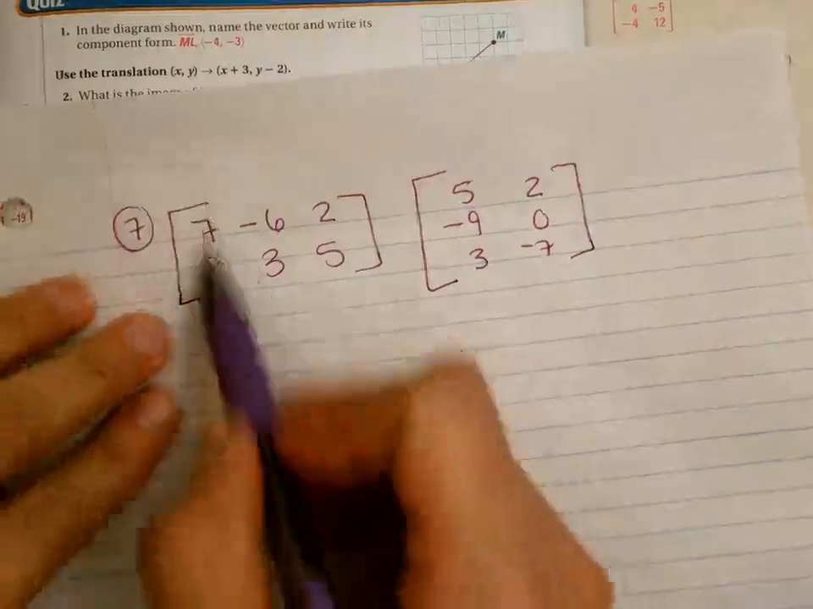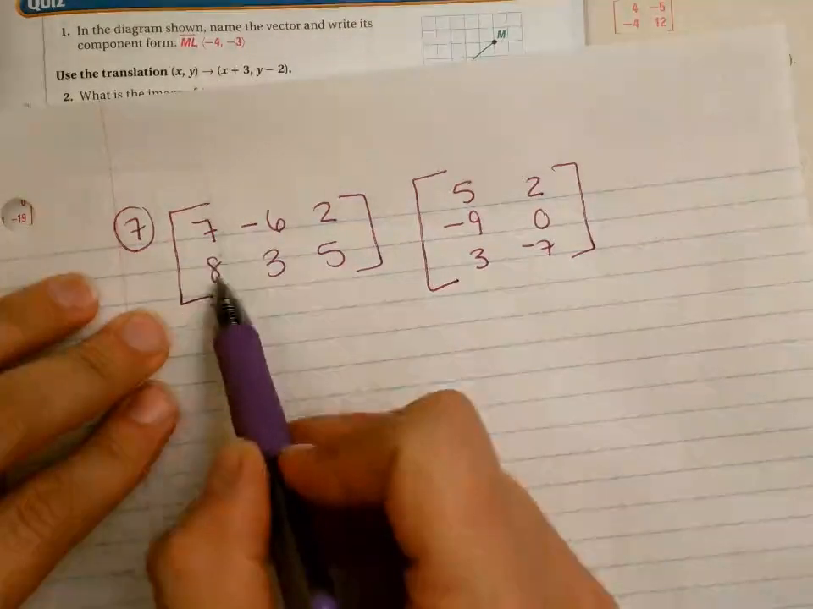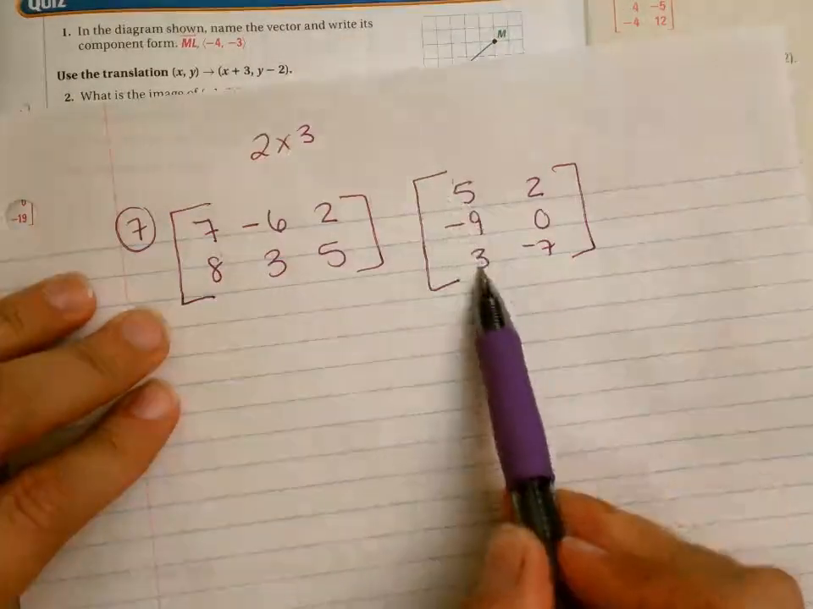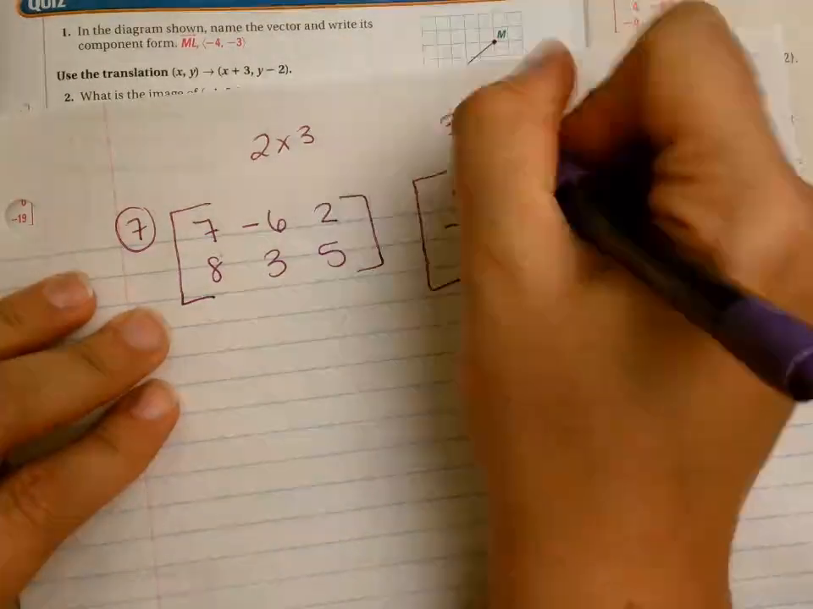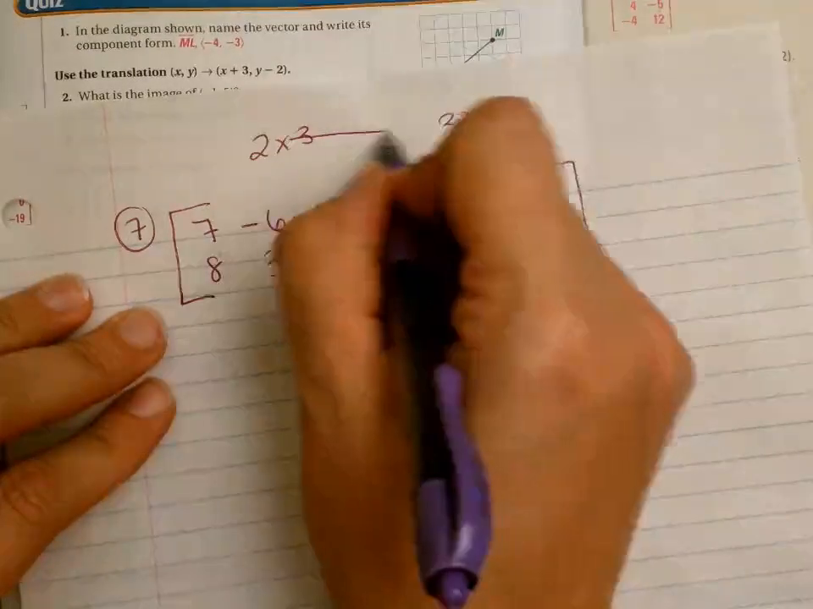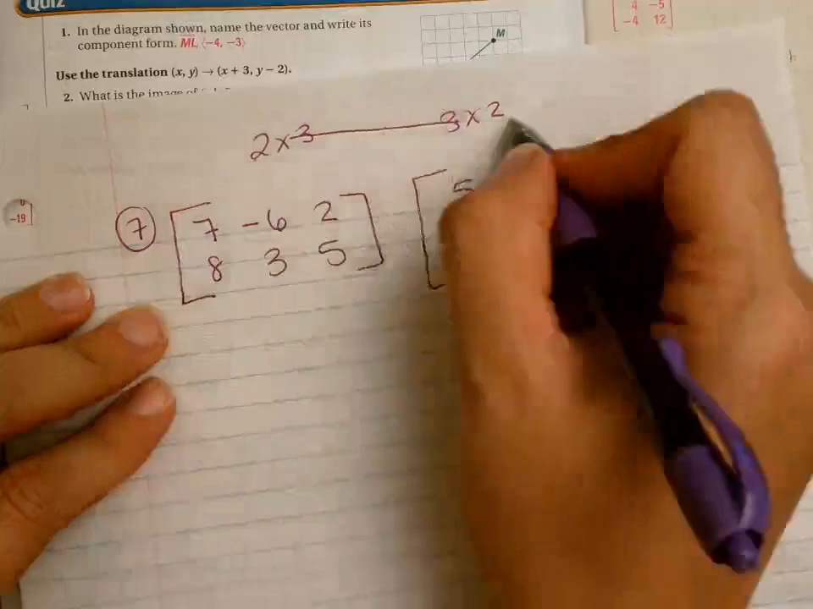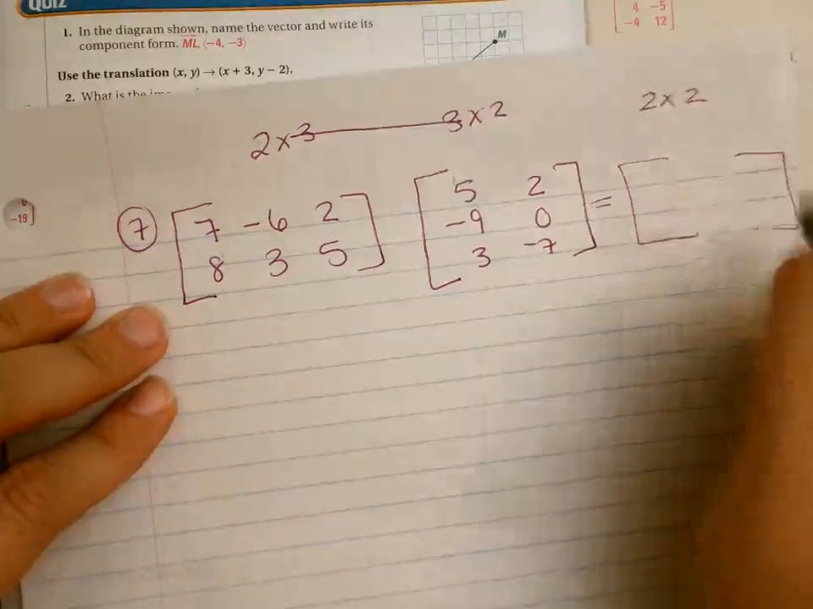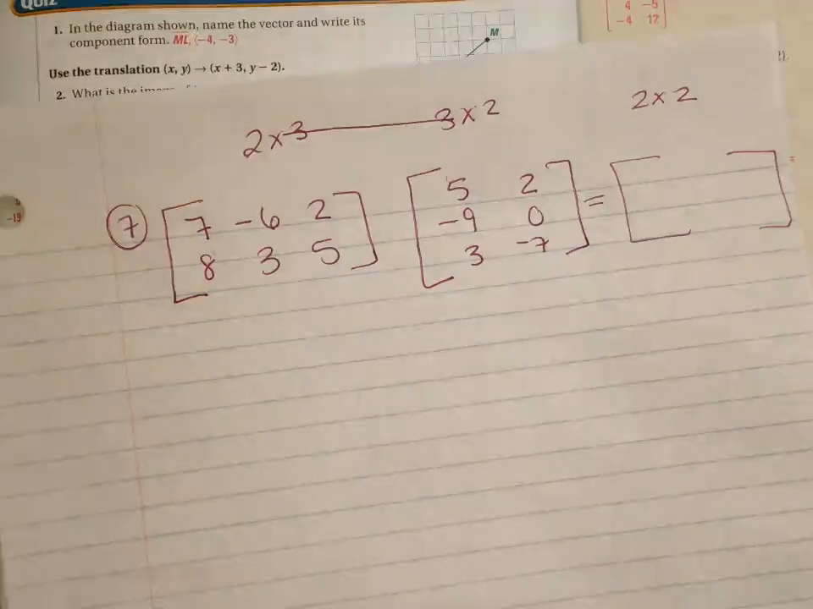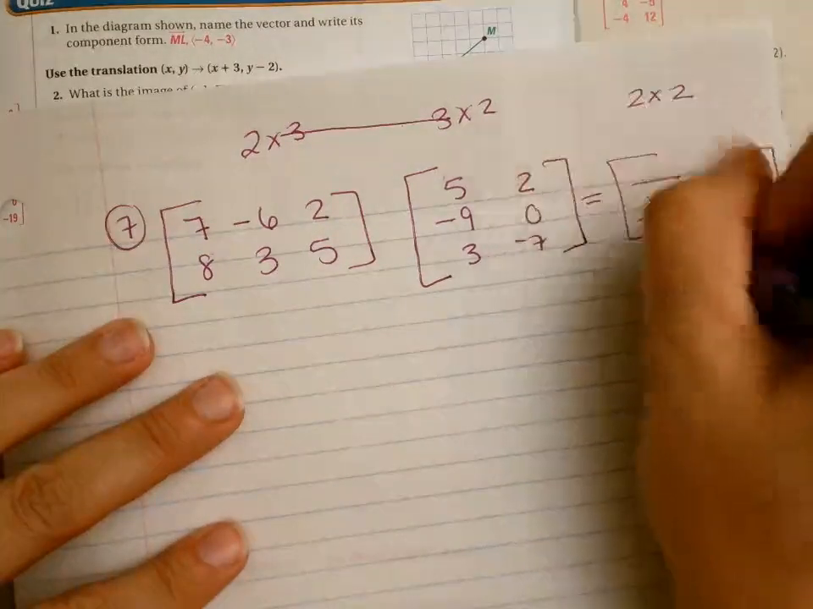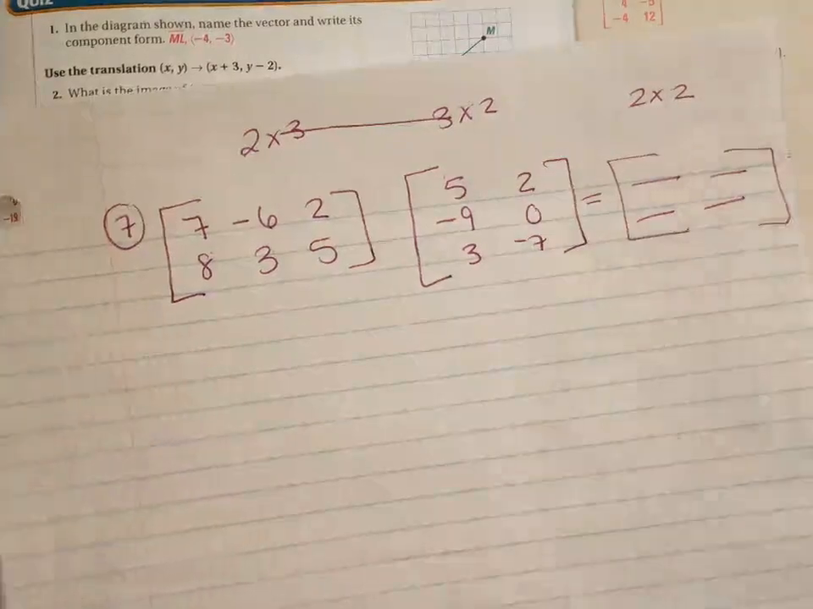So we go down and across. We have 2 by 3. So we have a 2 by 3 and a 3 by 2. When you check what they are, the numbers in the middle have to be the same so that they can cancel out, and you're left with a 2 by 2 for your answer, and that's how you know what your answer looks like. If the middle numbers do not cancel out, it cannot be multiplied. So we have a 2 by 2, 2 down and 2 across. So it's going to be 4 answers.